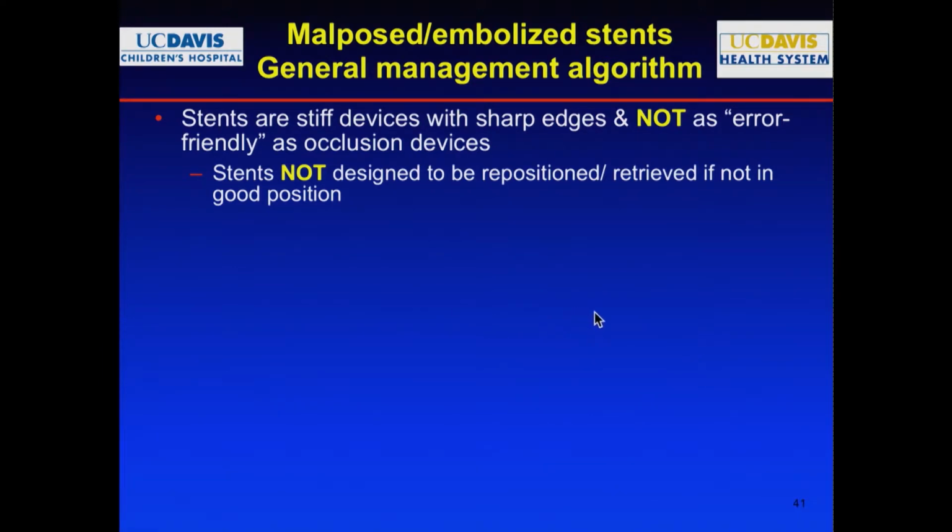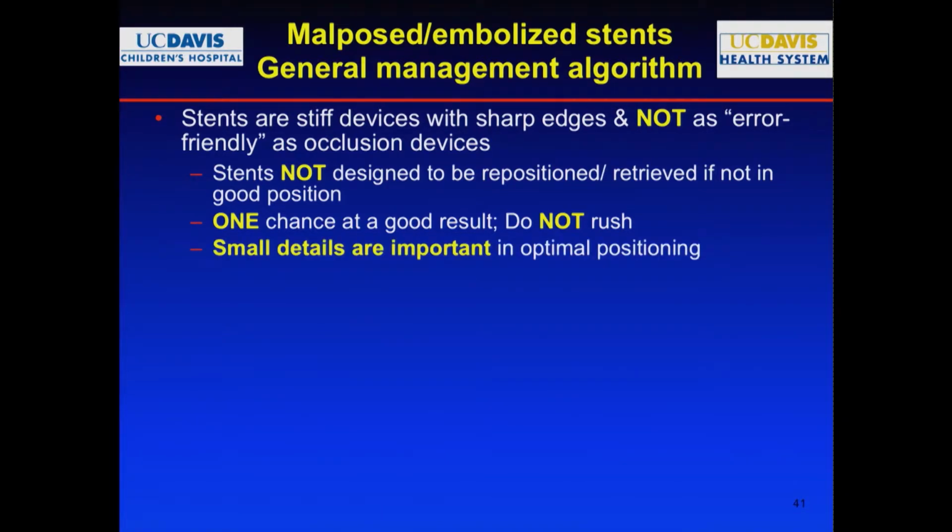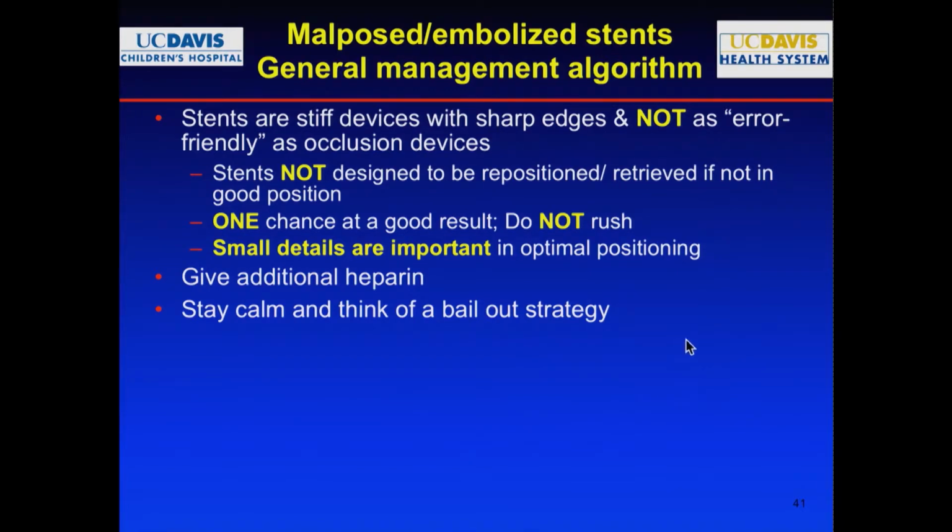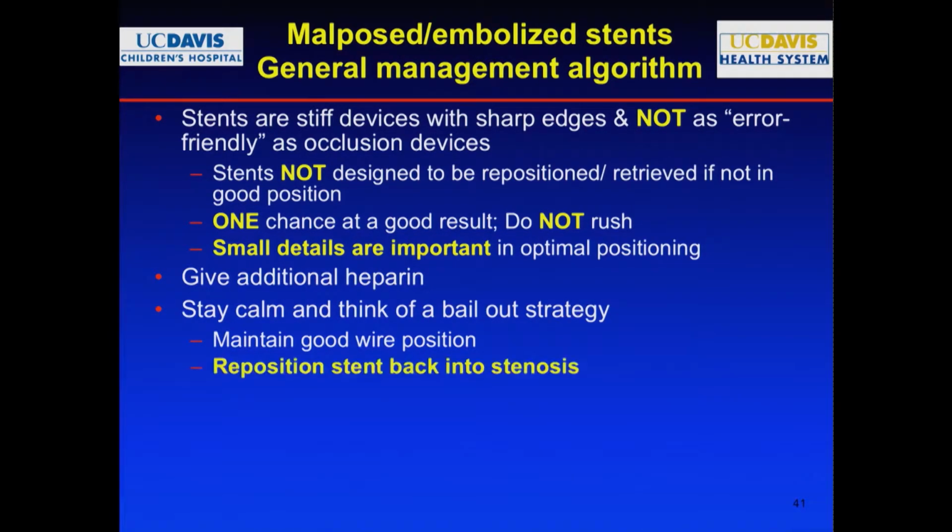So you have to get it into a good position first time. You have one chance to have a good result. So don't rush. Small details are important for optimal positioning. Give additional heparin if the stent is not in good position. Stay calm, you think, and you find out a bailout strategy. So always maintain good wire position. Never lose that. You lose that, you lose. So you got to make sure the wire's position is good.